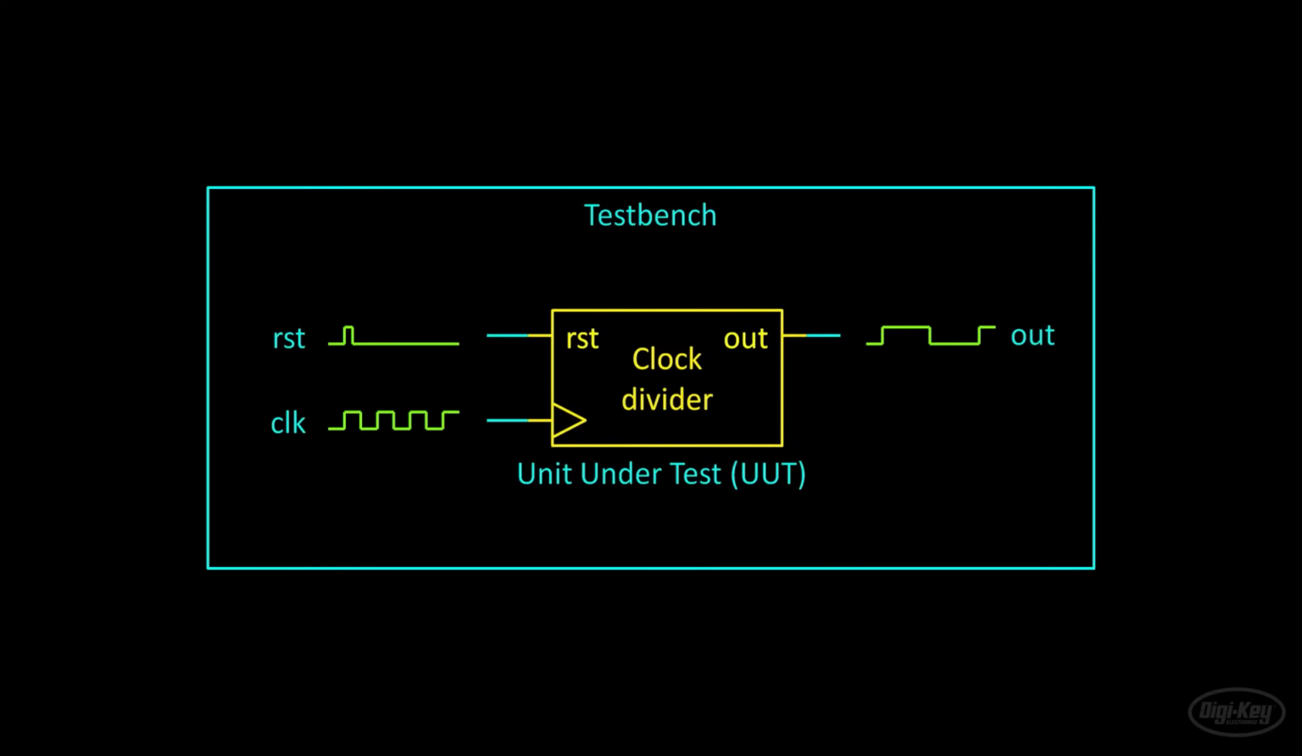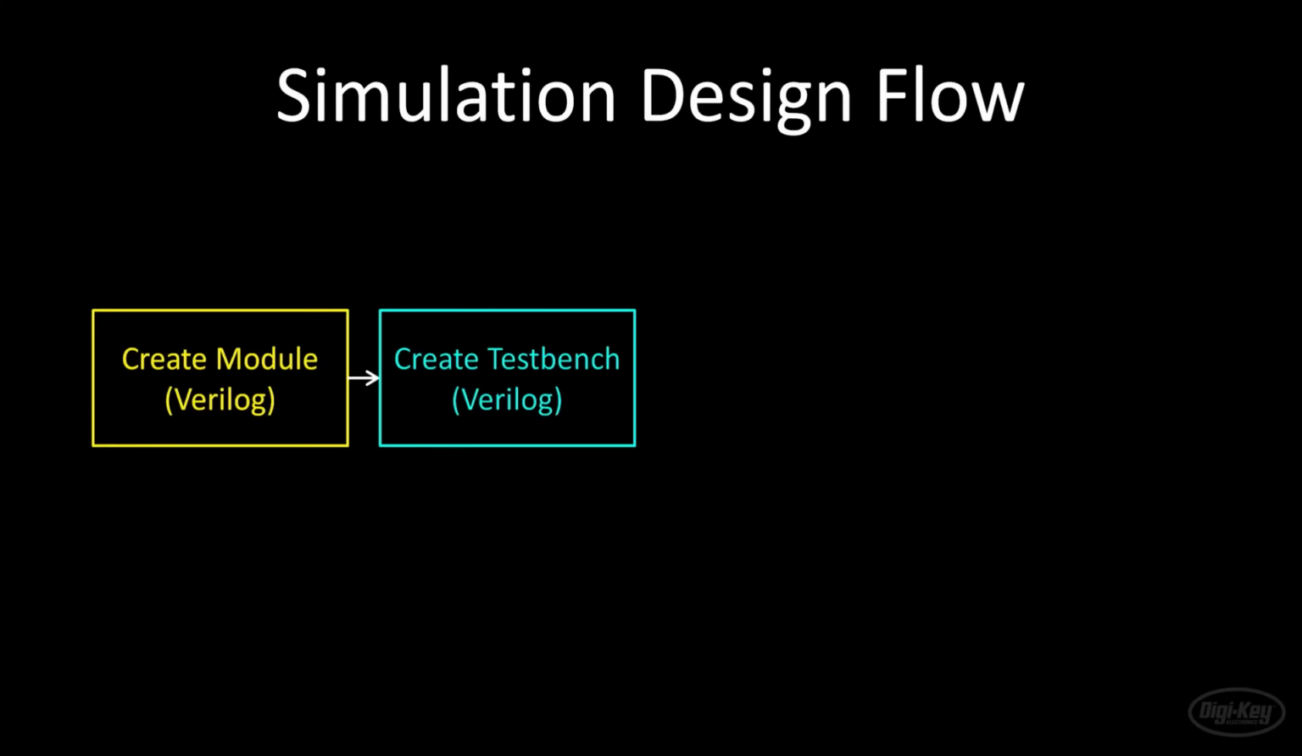Here's how we'll simulate our design. We'll first write or copy an existing module that we wish to test. Next, we'll write our test bench using Verilog, which instantiates our module and toggles the necessary signals to perform the test. Then we'll use Icarus Verilog to simulate our test bench.